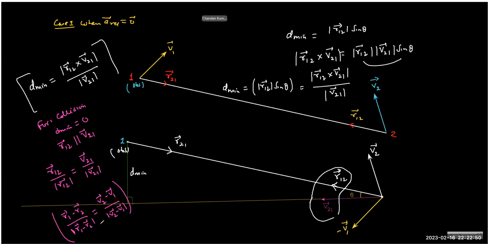So they asked, what is the condition for collision of two particles having a radius vector R12 and velocity vector V21? Is this clear, guys? The second question is, after what time will they be at minimum separation? Or how much time will it take to go from the initial position to the foot of the perpendicular?